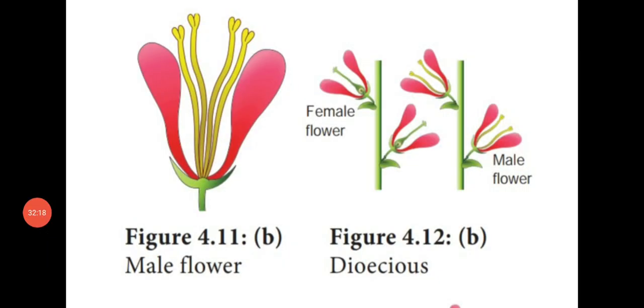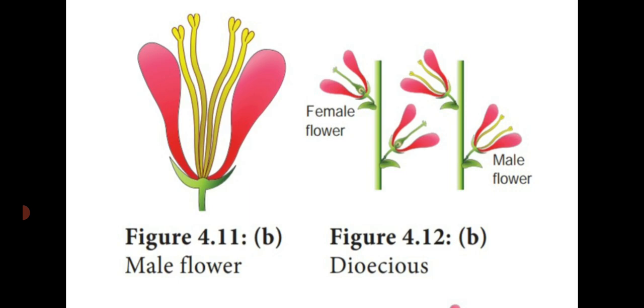Dear students, see the diagram. First diagram, at the base, the stalk of a flower, the pedicel. Then the first whorl, which is green in color, the calyx. The colored whorl is said to be the corolla. At the center, they have 4 androecium, that is the male sex organ. So this flower is known as a staminate flower or male flower.